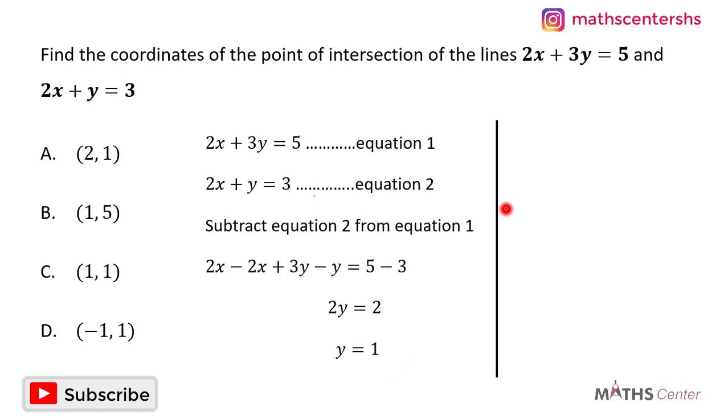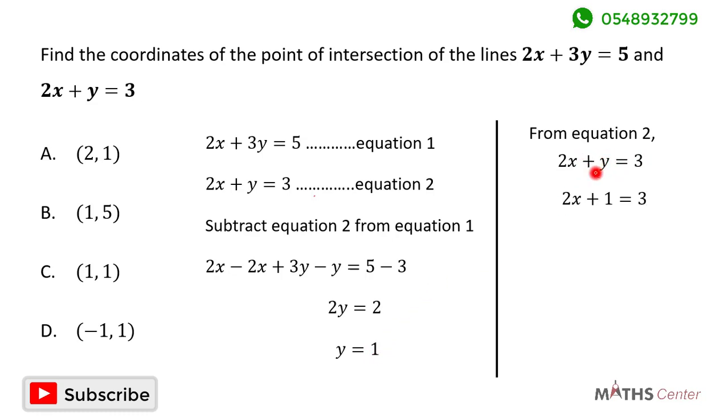We can pick any of the equations. I'll pick equation 2. From equation 2, we know that 2x plus y is equal to 3. We have just found out that y is 1. So it means that we can replace y here with 1. When we do that, we are going to have 2x plus 1 is equal to 3. And 2x will be equal to 3 minus 1, which will give us 2. So 2x is equal to 2.